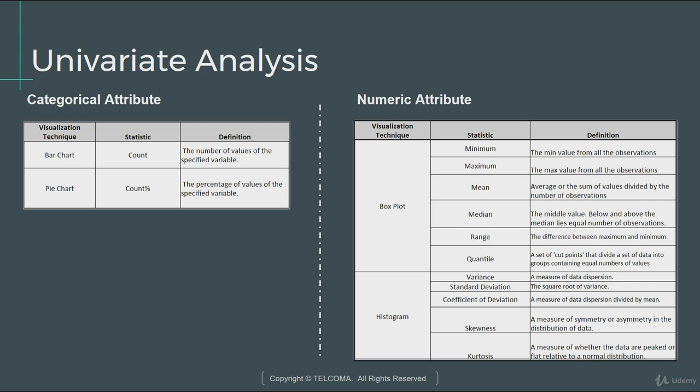Median will be the middle value, like the 50th percentile. Range is the difference between the maximum and the minimum, and quantile is a set of cut points that divide a set of data into groups containing equal number of values. So let's look at this using a visual tool.